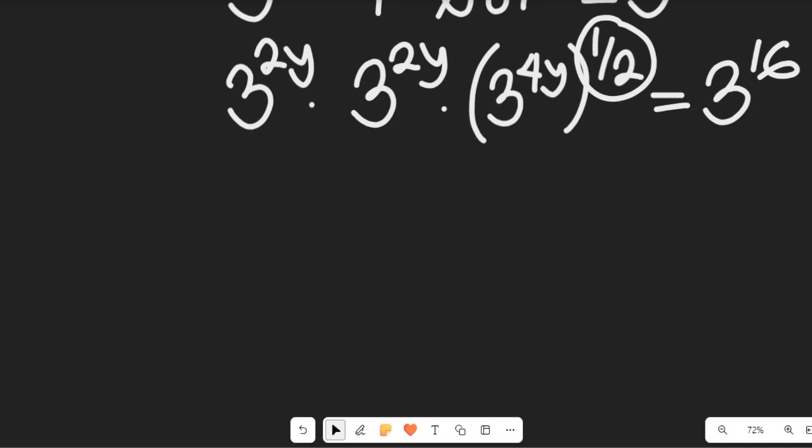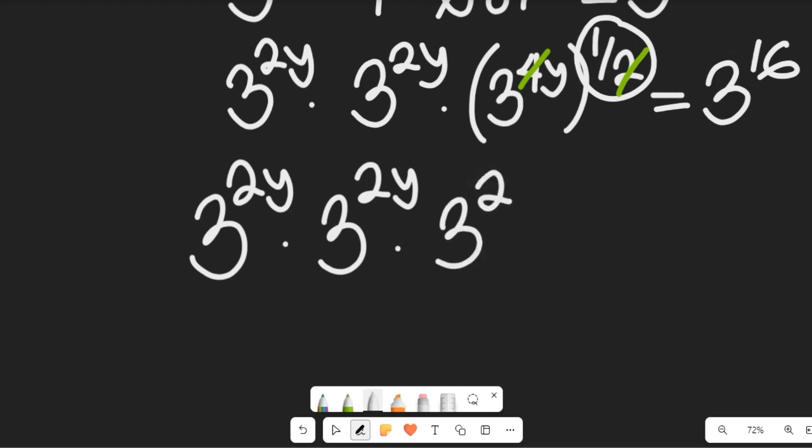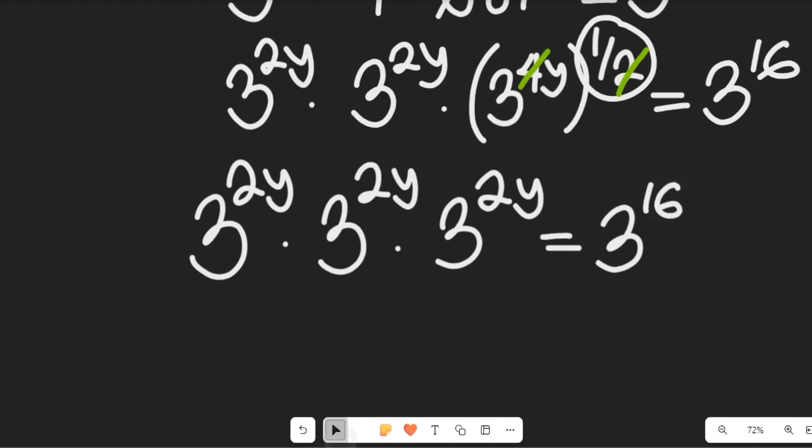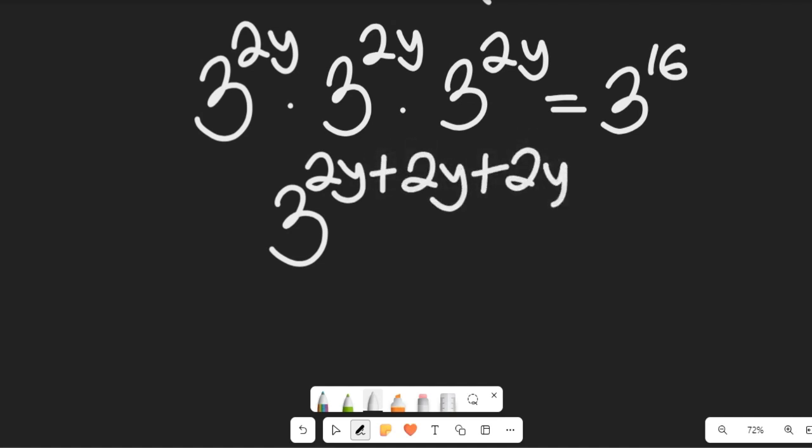So that is that. If we simplify that, we'll be left with 2y. So we'll have 3 to the power of 2y multiplied by 3 to the power of 2y multiplied by 3 to the power of 2y, and this will be equal to 3 to the power of 16. Great. Now you see all have the same base. Applying that law of indices, this is going to give us 3 to the power of 2y plus 2y plus 2y, and this will be equal to 3 to the power of 16.